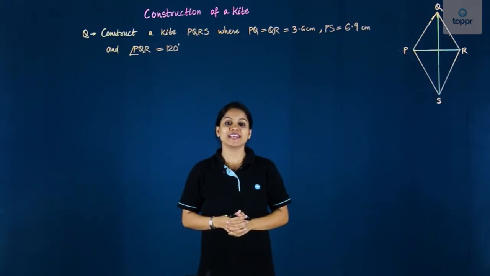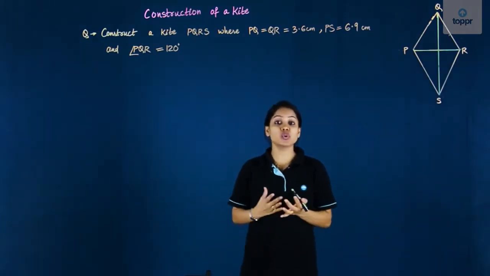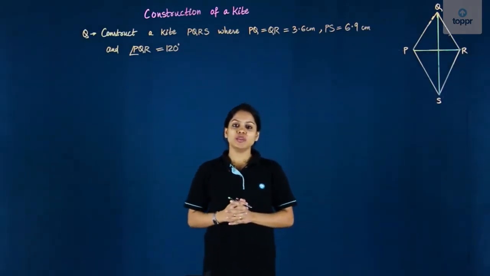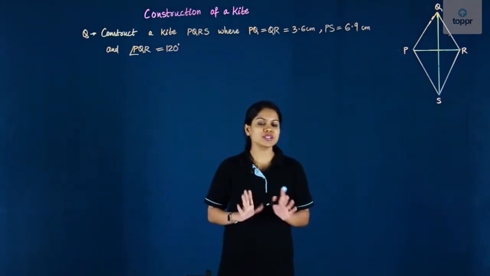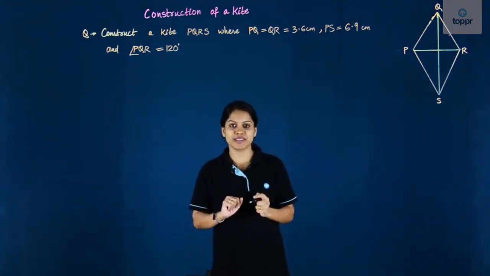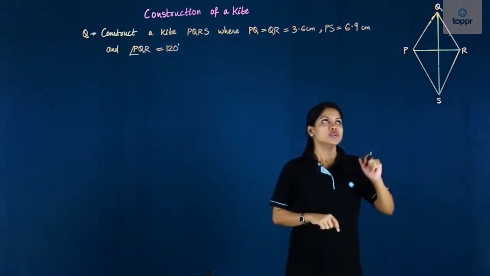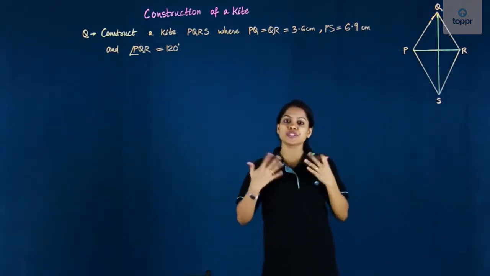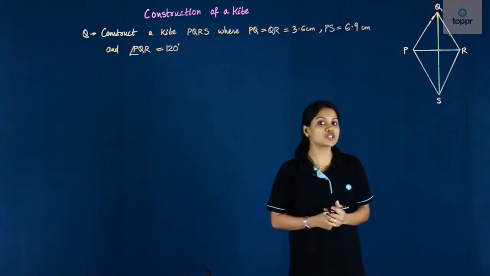Hello boys and girls. In today's class we are going to learn how to construct a kite. Now the kite in mathematics that you're learning is a lot like the kite that you see in the sky. So here's a kite. A kite is actually a special kind of quadrilateral. And how is it special?